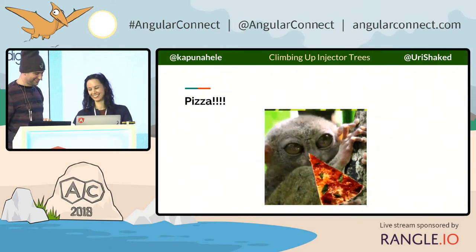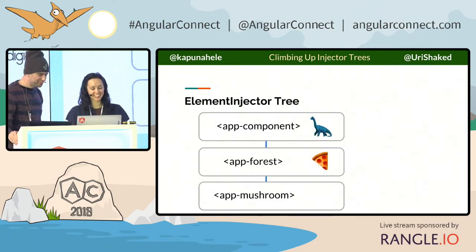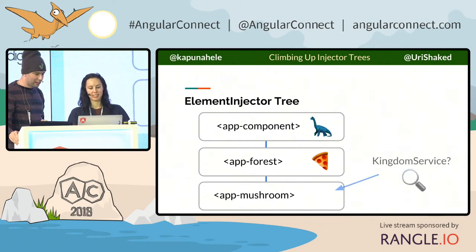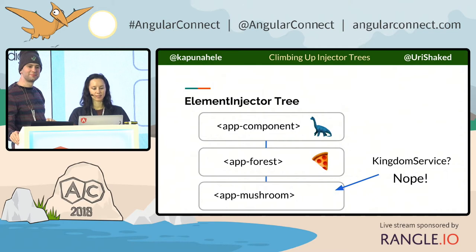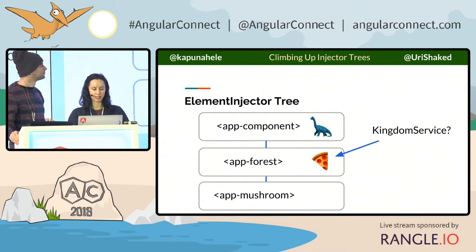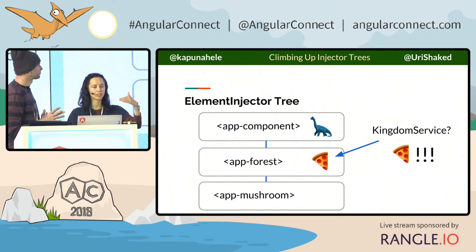Yeah? Okay, so our app mushroom needed a kingdom service, but the injector didn't find it there. So it had to head up the element injector tree to App Forest, where it found pizza. So it just stopped looking. It didn't have to go any further. All right, I think I'm getting it.